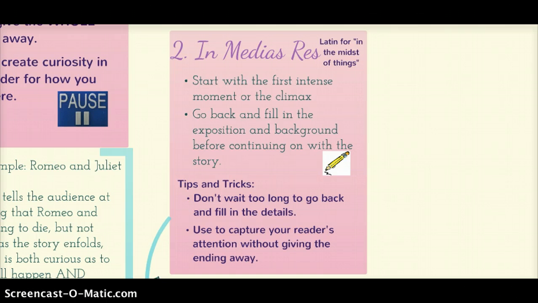But do remember that this could be an excellent way of capturing the reader's attention, of creating those questions in the reader's mind so that they will continue reading and want to know more. Make sure you pause, use the rule of 5 before looking at the example.